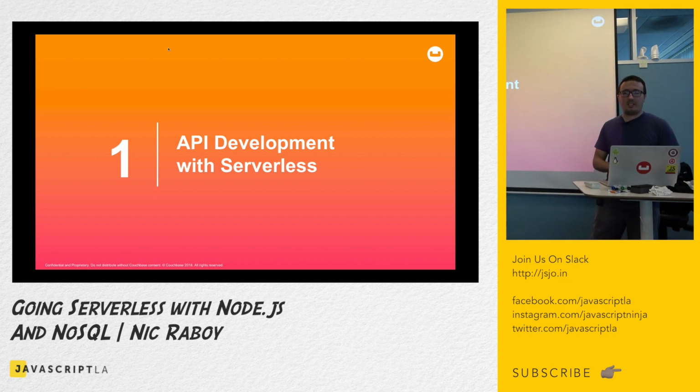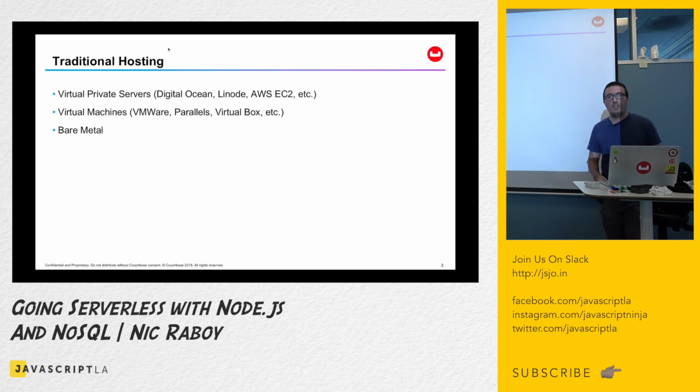So first of all, let's take a step back and look at traditional API development without serverless. So traditional hosting, typically you're working with virtual private servers. Maybe you're using DigitalOcean, Linode, EC2, things like that. Maybe you're using a virtual machine or Docker, or maybe you're using bare metal servers. This is all traditional hosting.